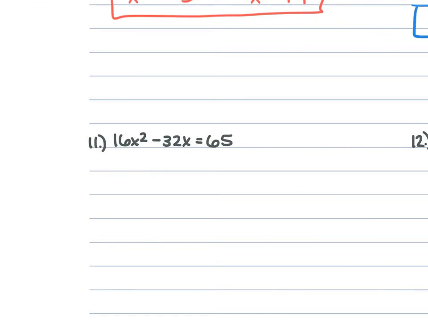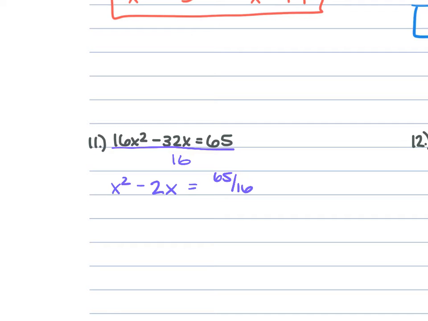For 11, we have 16x squared minus 32x is equal to 65. So I'm going to first start by dividing everything by that 16. So I'm going to be left with x squared minus the 32 divided by 16 is just 2, so that's minus 2x is equal to the 65 divided by 16, which doesn't give us a whole number. So we can leave it as 65 over 16.